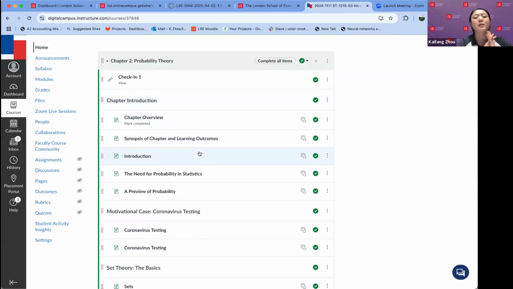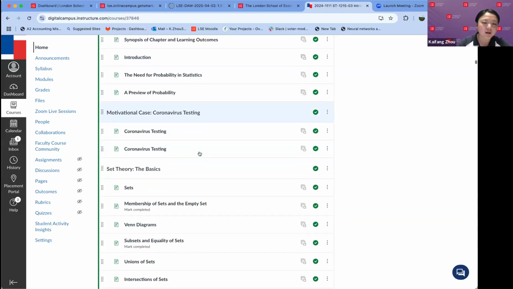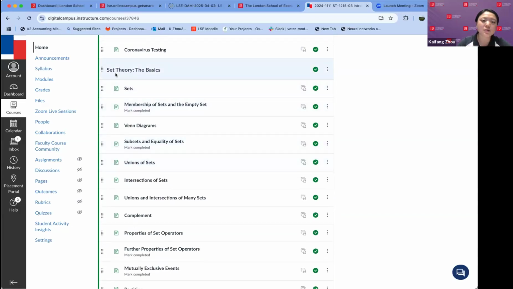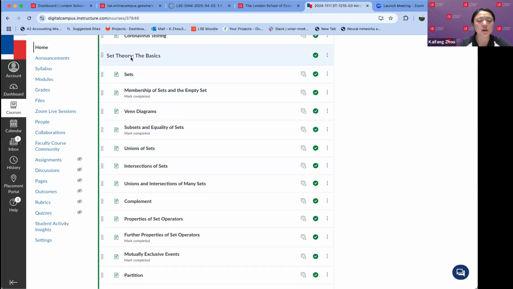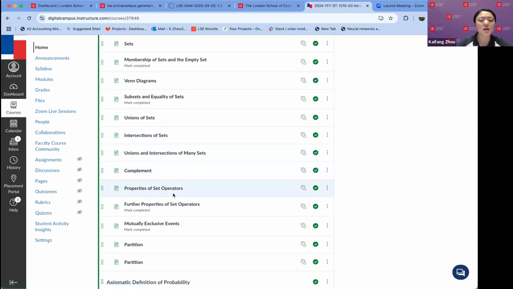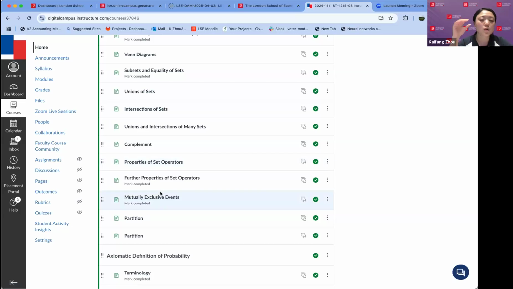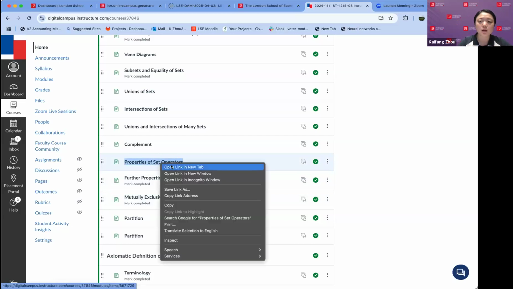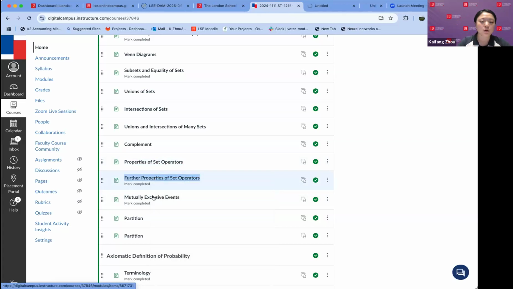Probability theory. For probability theory, what are the key takeaways? The key takeaway is set theory. For set theory, we have unions of sets, intersections of sets, unions and intersections of many sets, complement, and the properties of set operators. On your notes, make sure you go through these properties of set operators. Let me just open it and let you see what I mean.